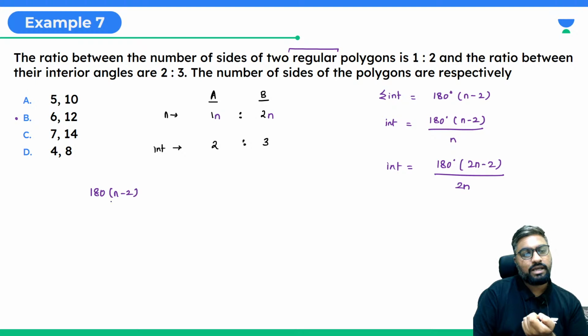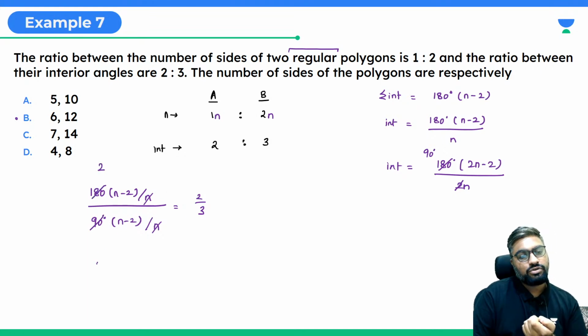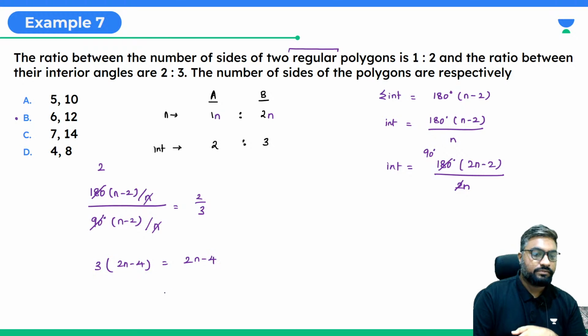180 into (n minus 2) by n divided by, you can call this as 90 into (n minus 2) by n. So the n will cancel. This is 2:3 they're saying. Getting this? So now what can we do? This is once, this is 2 times. We get 3 into 2n minus 4 will be equal to 2n minus 4.